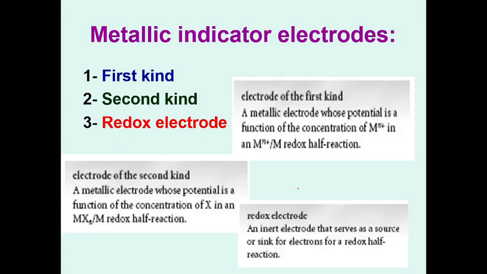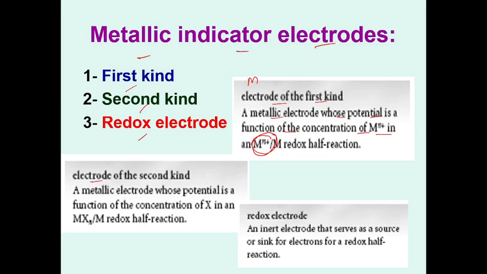So these are different types of electrodes. Metallic indicator electrodes can be of three types: first, second, and redox electrode. In the first type, electrode of the first kind, a metallic electrode whose potential is a function of the concentration of M plus. Suppose you take M as an electrode, its potential will be a function of the concentration. So you can correlate it according to your analyte.